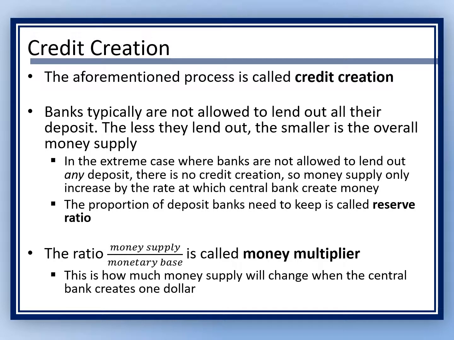This ratio tells you how much the money supply would change when the central bank creates $1. So the central bank creates $1 out of thin air, and then the economy after a while would probably have something like perhaps $2.